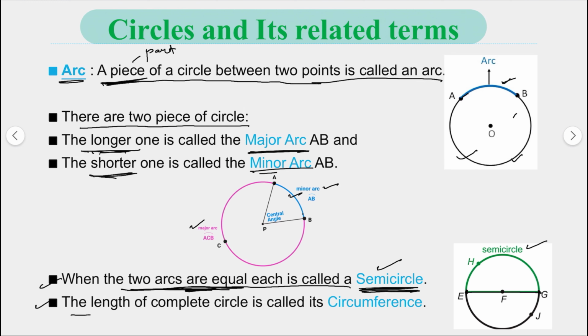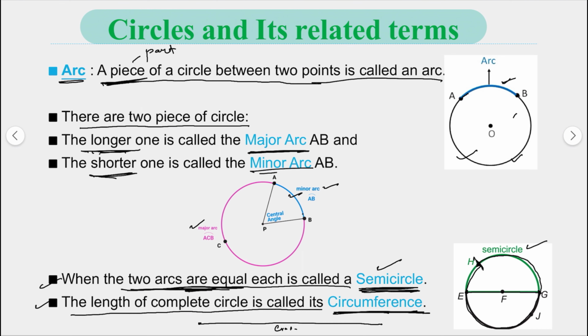Next, the length of the complete circle is called the circumference. If we measure the length of the circle, let's start from this point H, going in this direction and coming back to this H, this complete length is called the circumference of the circle. If you cut this from here and spread it, you will get a line like this, and this is called the circumference of the circle.